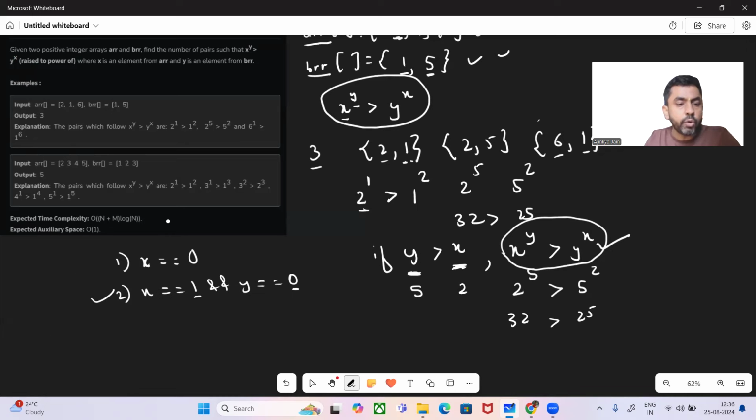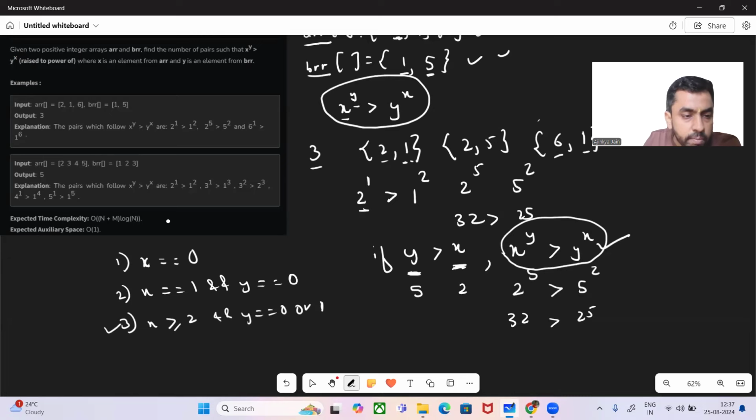Now the third condition is going to be for X greater than or equal to 2. If the element is greater than or equal to 2, and for every Y equal to 0 or 1.